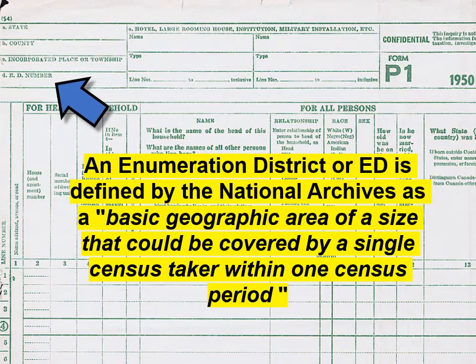So let's do some ED background. Probably a lot of you have seen this or should know about it, but we'll do a brief review for people who might be unfamiliar with the area. An enumeration district, or ED, is defined by the National Archives as a basic geographic area of a size that could be covered by a single census taker within one census period. And you can see on the 1950 schedule, which is the background, that there's a place for the ED number.